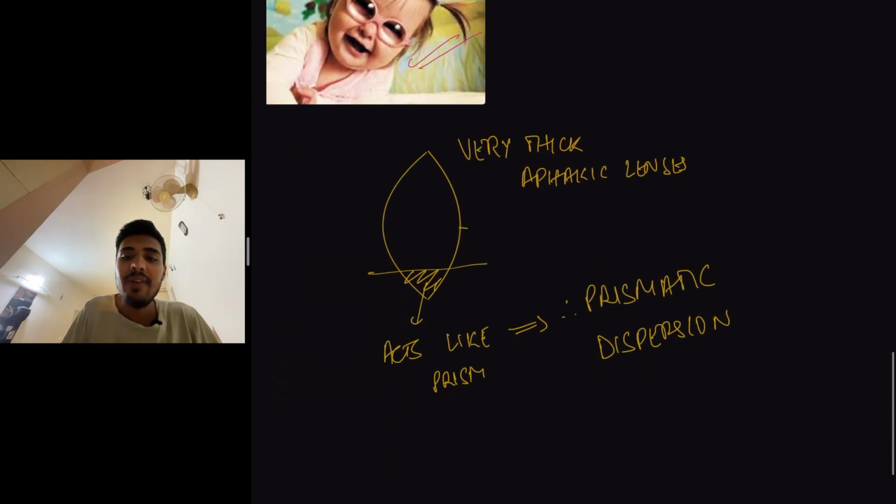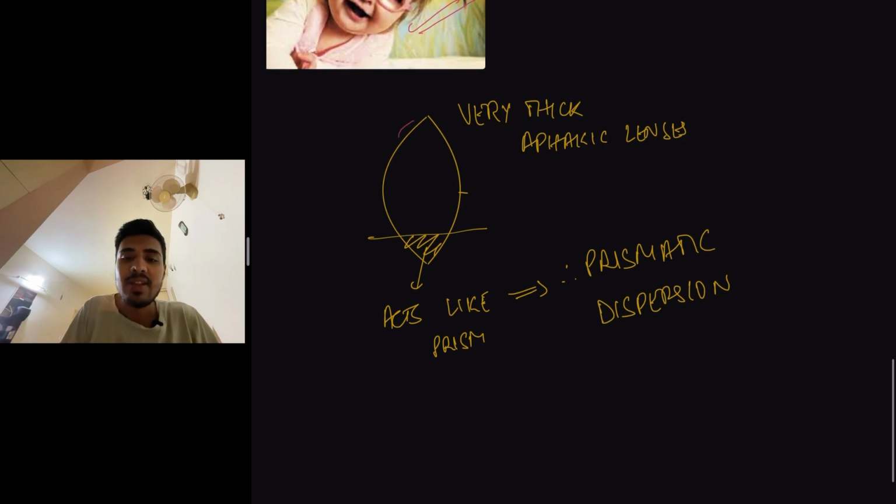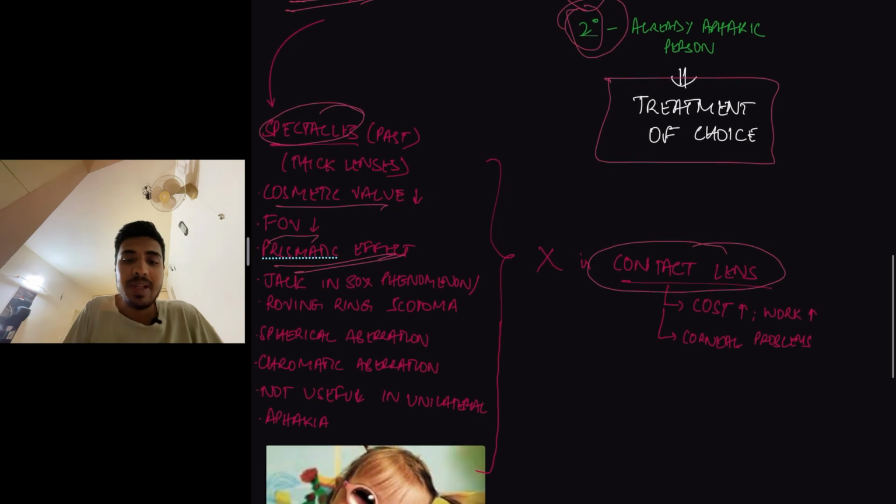Basically, let's take a very thick lens, an aphakic lens. Then what happens? The bottom part, it acts like a prism because of its very thick cross section. It starts splitting the colors. So that causes prismatic dispersion. So you can see prismatic dispersion, prismatic effect.